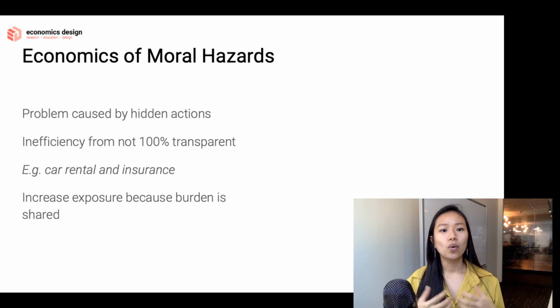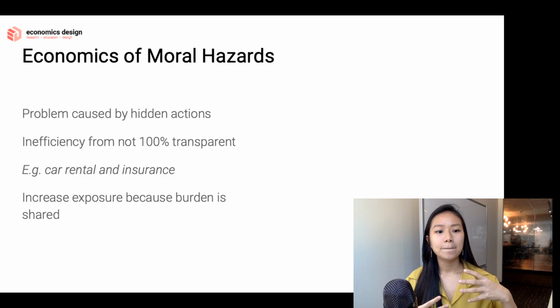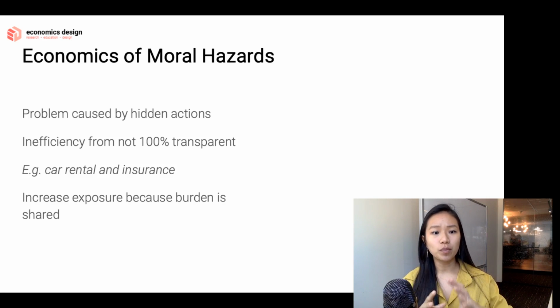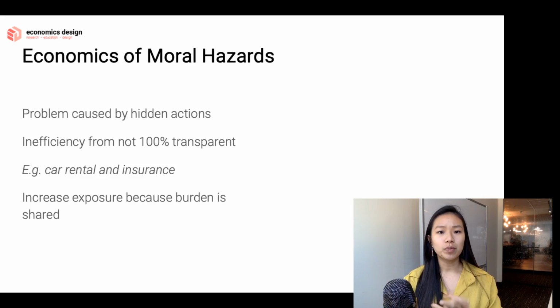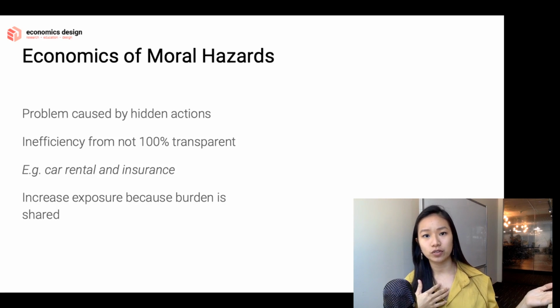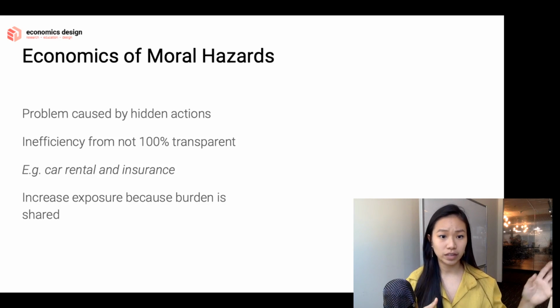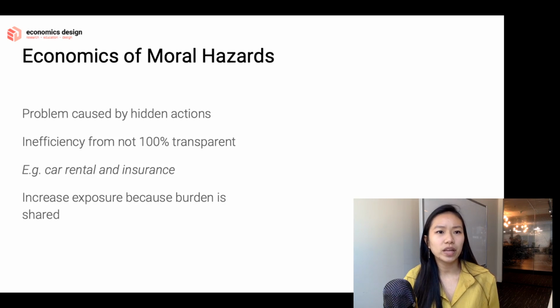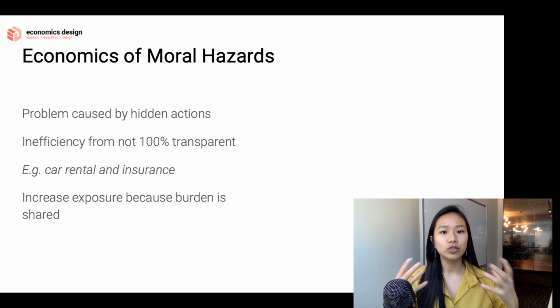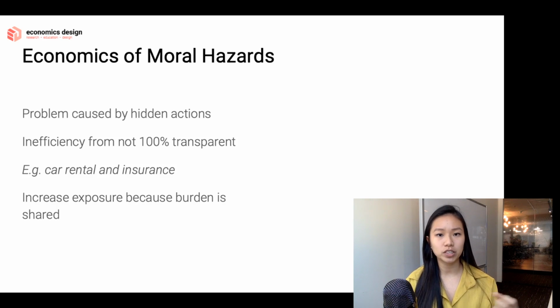So what we want to do is increase transparency. With the economics of moral hazards, one of the problems is that the burden is being shared, right? Because I bought the car insurance, if anything happens to the car, I know I have to pay, but the insurance company also has to pay. So I am okay with increasing my exposure to risk because the burden is shared anyway.